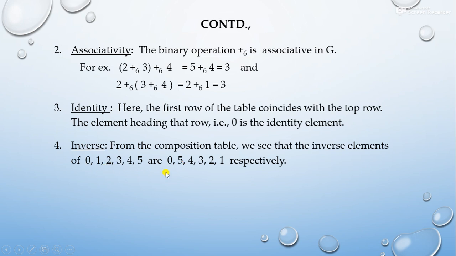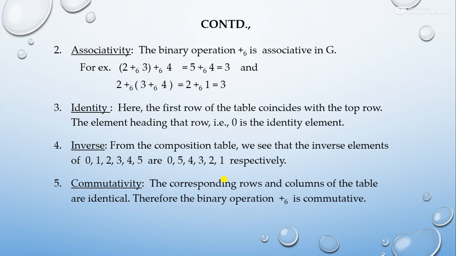Now 2 plus 4, we get 6, the identity, so 2's inverse is 4. 3 plus 3 is 6, so 3 is the inverse of 3. 4 plus 2 again gives the identity, so 4's inverse is 2. 5 plus 1 is 6, again the identity, so 5's inverse is 1. Clear? Now if all these properties hold, we say that our G is a group.